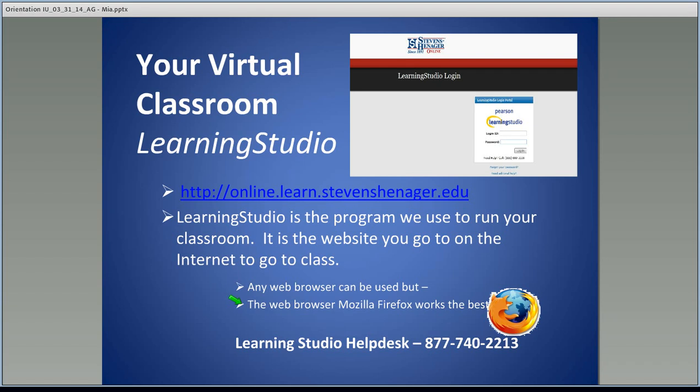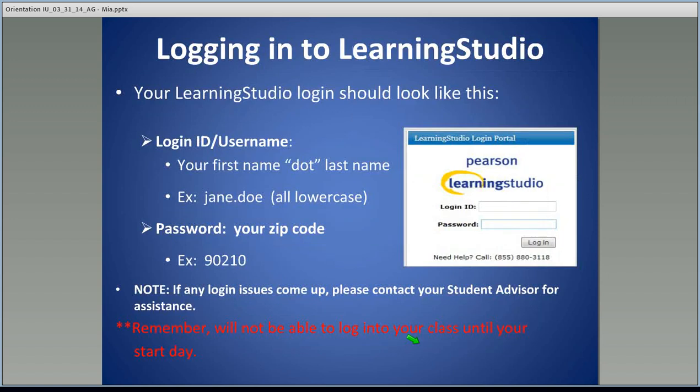Now, if you're ever having any issues with this website, you can contact the technical support phone number for Learning Studio at 877-740-2213. When it comes to logging in to Learning Studio, your login will look like this. It's going to be a square box in the middle of the web page.